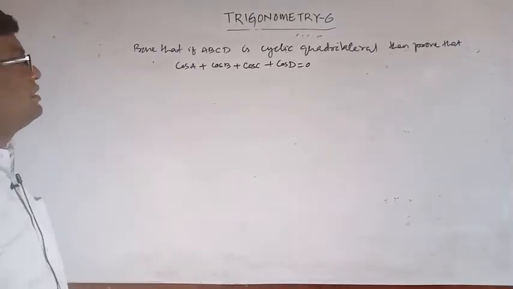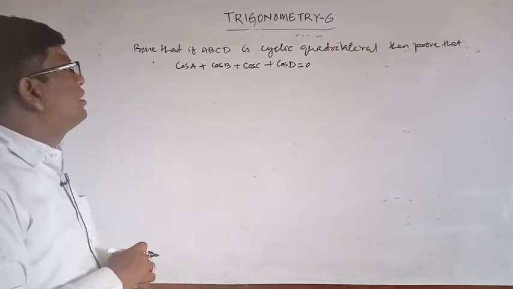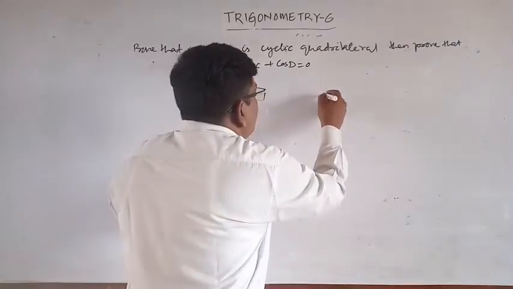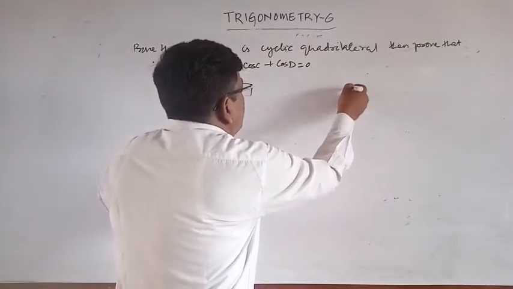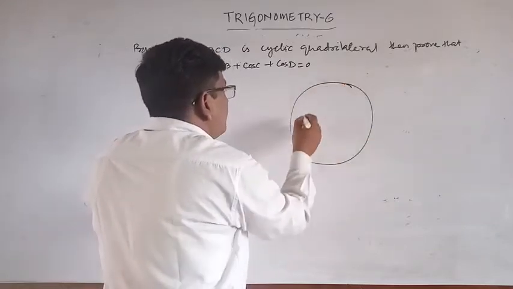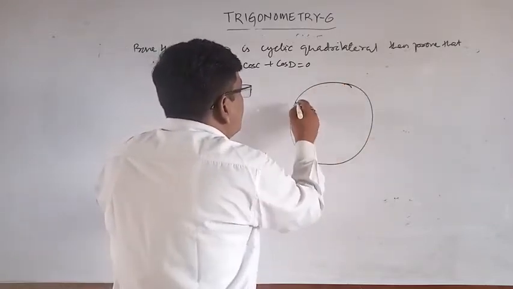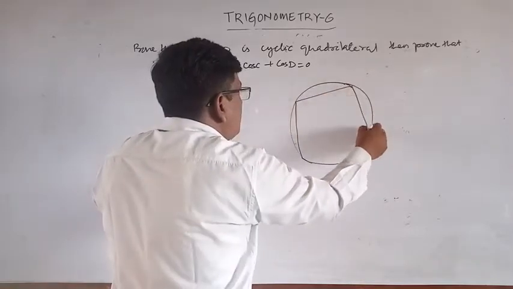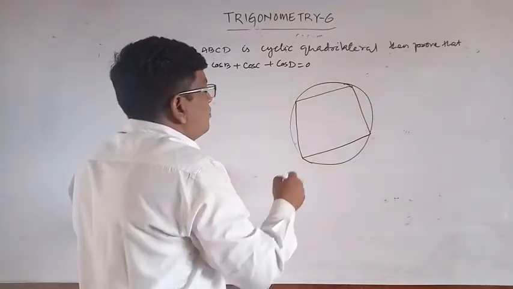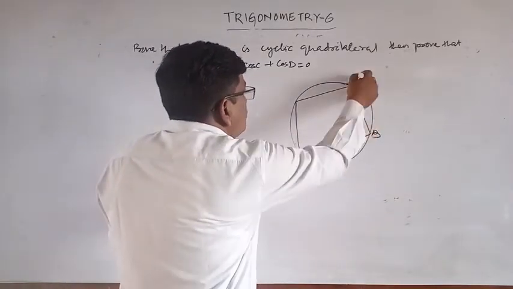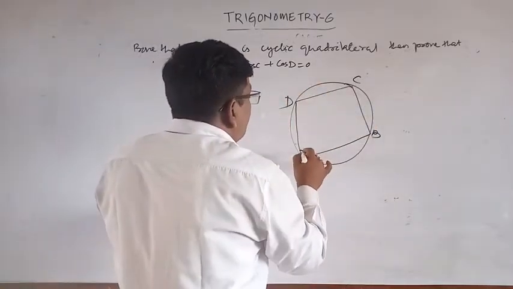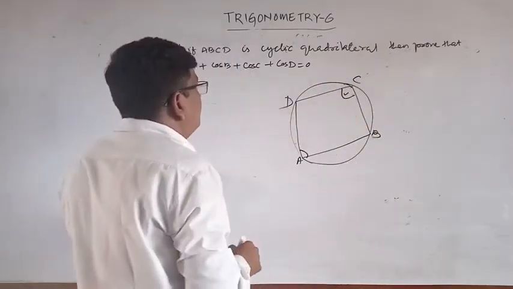Prove that if ABCD is a cyclic quadrilateral, then cos A plus cos B plus cos C plus cos D equal to 0. Cyclic quadrilateral. What is a cyclic quadrilateral? This is a circle and this is the quadrilateral. Quadrilateral means a figure having 4 sides. The figure having 4 sides is called a quadrilateral. Suppose this is A, B, C, D. This is a cyclic quadrilateral. So this plus this is equal to 180 degree.